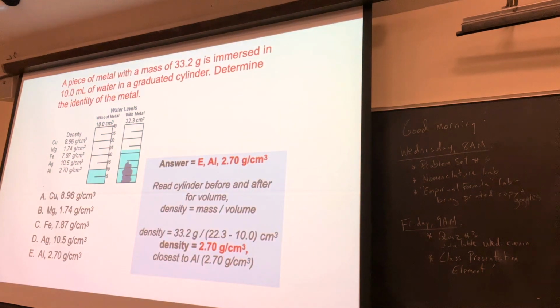And in this problem, when I calculated it, it came out to be 2.70. So again, I got that mass of the metal divided by the difference before and after when we added it to the water. You could, of course, use 12.3 right here instead of the difference. That's fine. But the density was about 2.7. And if you look, that density looks a lot like this one right here. So I think we have aluminum.